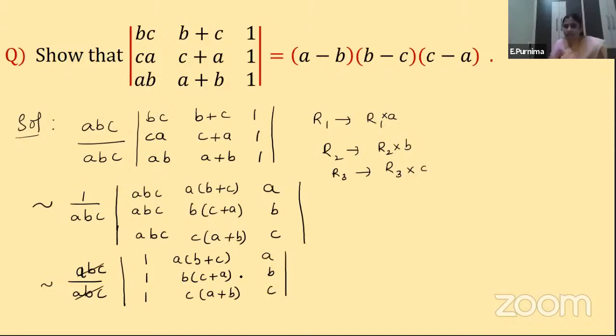So what is the determinant we are getting here? If you expand here, what do you get, children? A into B plus C is nothing but AB plus AC. Here BC plus AB, CA plus CB we get. Let us write that step here.